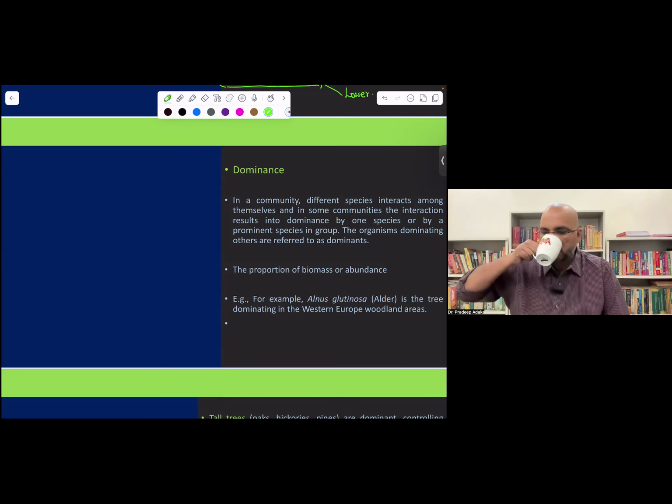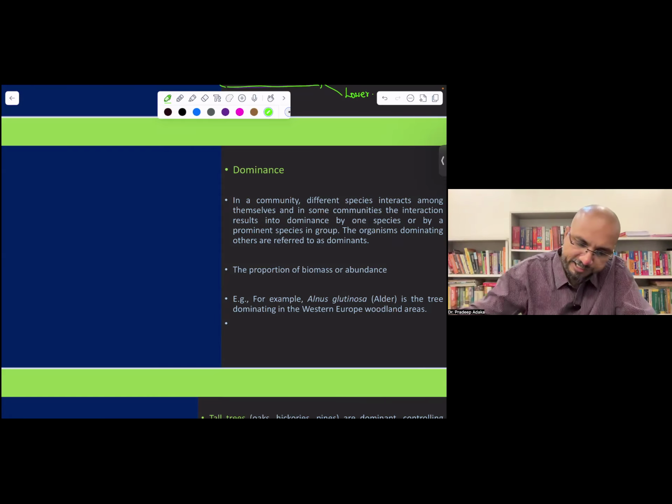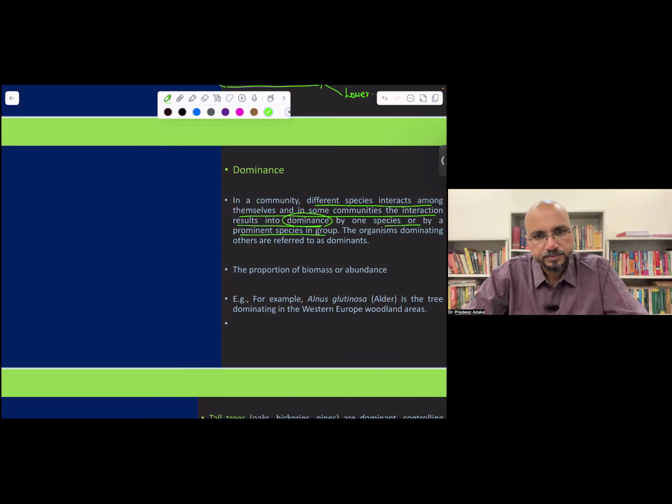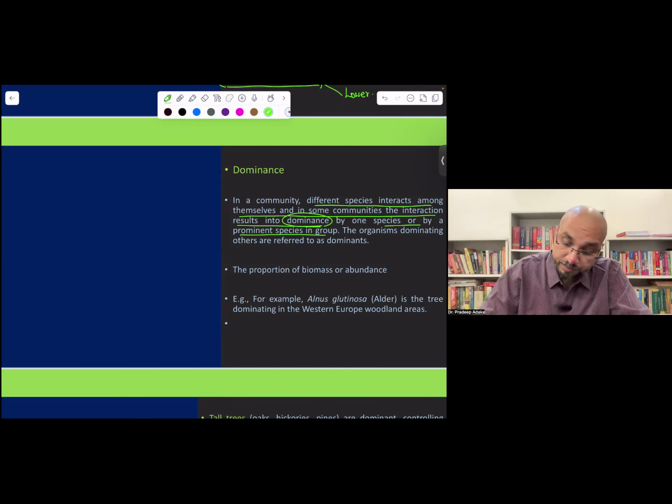Okay, so in a community, different species interact among themselves, and in some communities the interactions result in dominance by one species or by a prominent species in a group. So some species may dominate other species. These are called dominants. This may be because of the proportion of biomass they hold. They have the highest biomass.